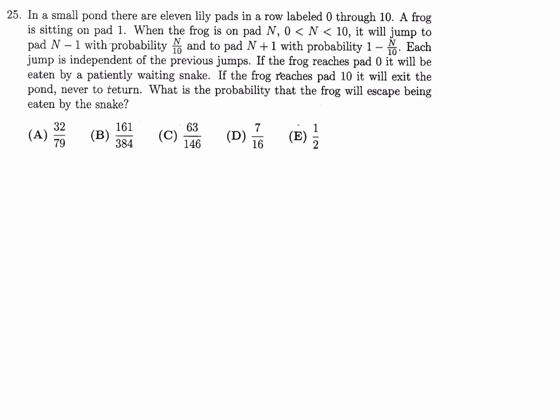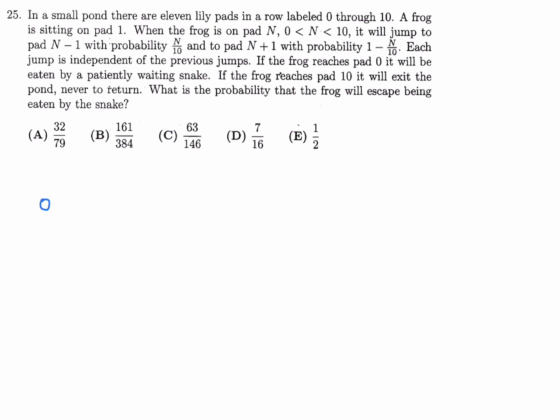In a small pond, there are 11 lily pads in a row, labeled 0 through 10. A frog is sitting on pad 1. When the frog is on pad n, where n is greater than 0 but less than 10, it will jump to pad n minus 1 with probability n over 10 and to pad n plus 1 with probability 1 minus n over 10. Each jump is independent of the previous jumps. If the frog reaches pad 0, it will be eaten by a patiently waiting snake. If the frog reaches pad 10, it will exit the pond, never to return. What is the probability that the frog will escape being eaten by the snake?